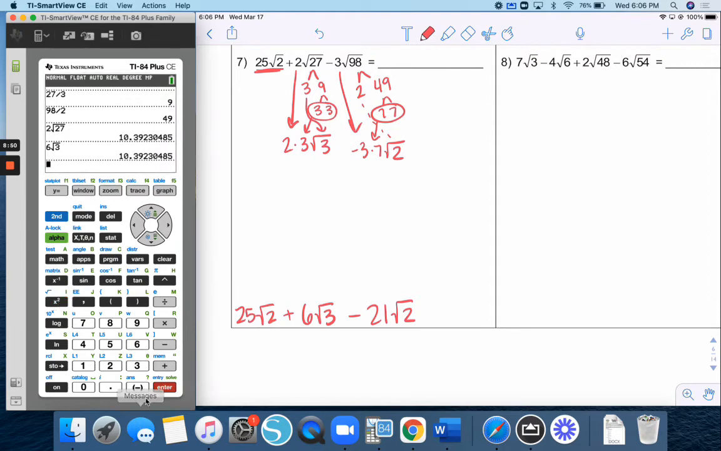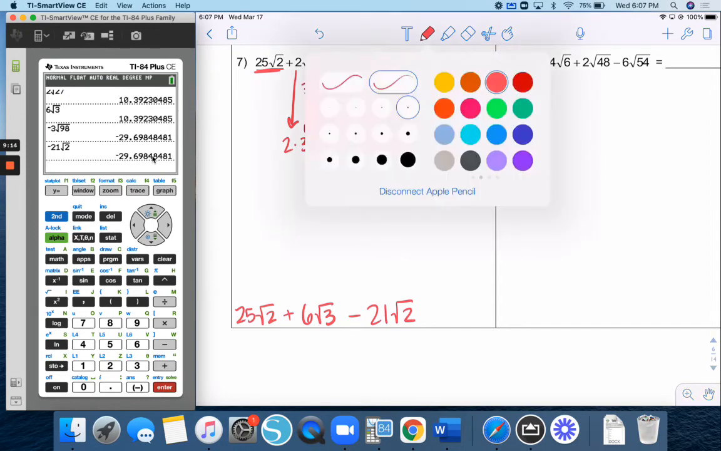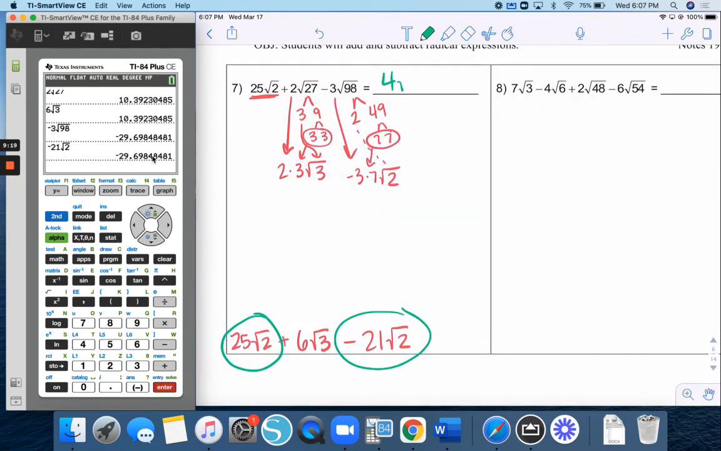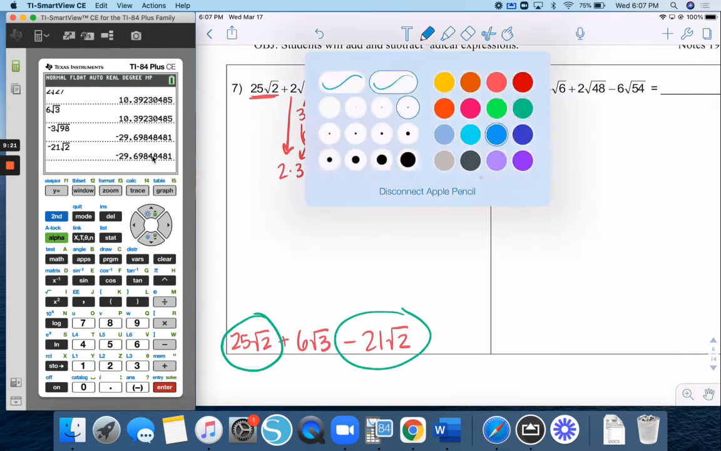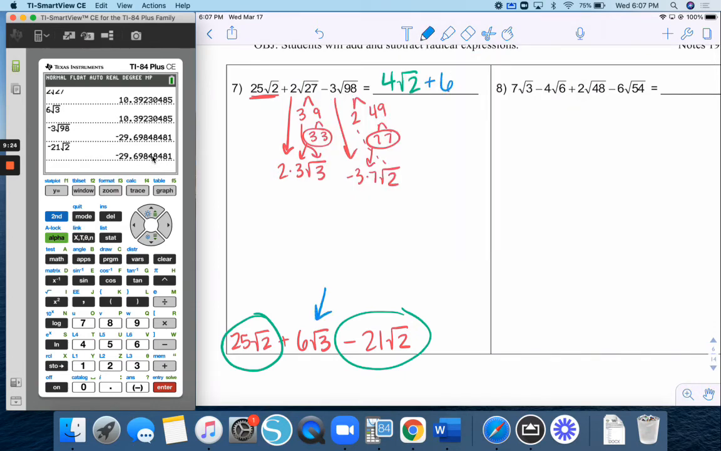So I've simplified the middle one and got the same answer. Negative 3 square roots of 98. Negative 21 square roots of 2. Same simplified square roots. So now for my final answer, these will go together. So the square roots of 2 is what I just circled, and it's taking its time. So 25 square roots of 2 minus 21 square roots of 2 for a total of 4 square roots of 2. And then this guy, the 6 square roots of 3, has nothing to combine with. So we'll leave that like we see it.